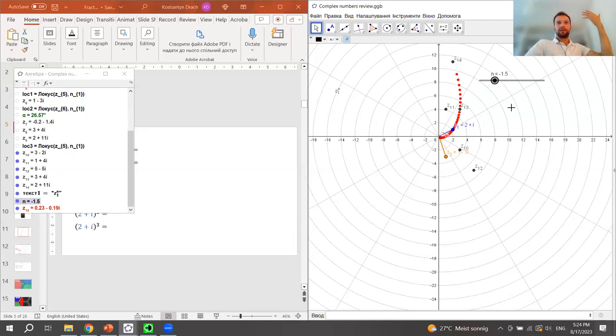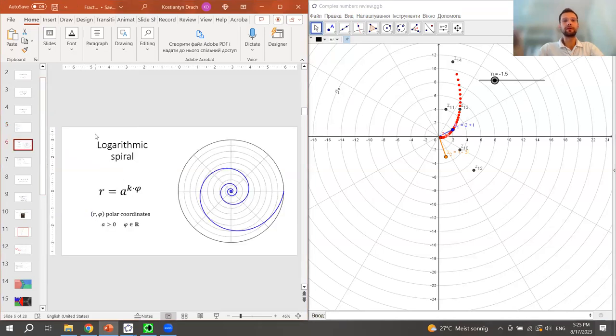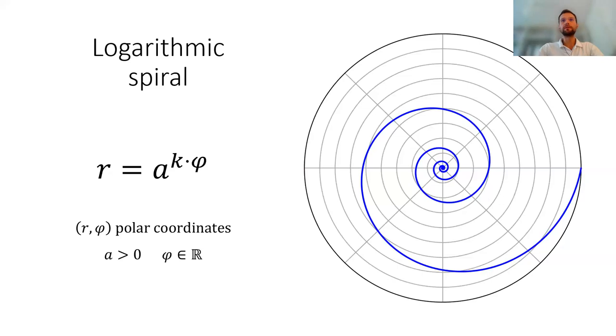And the curve that you can see, we will see today many times. This curve is actually called the logarithmic spiral. And this logarithmic spiral in polar coordinates, which is just the distance to the origin and the angle that the point makes with the x-axis, is given by this equation. And you can check that all the numbers z1 to the power n satisfy this equation for certain values of k and a. For that, you just need to unwrap what it means to take a complex number to some power.